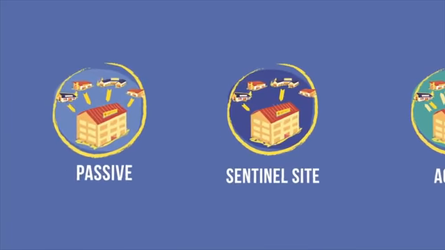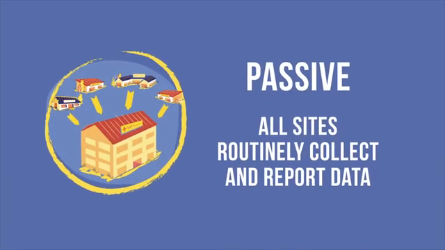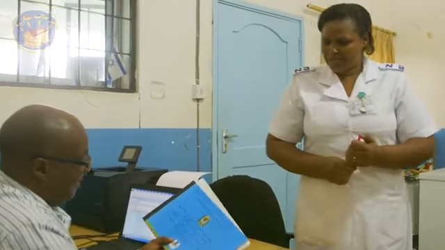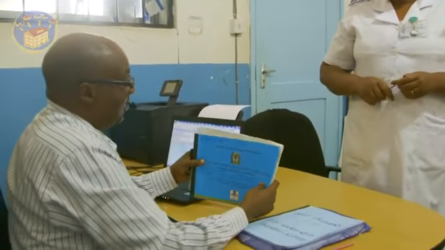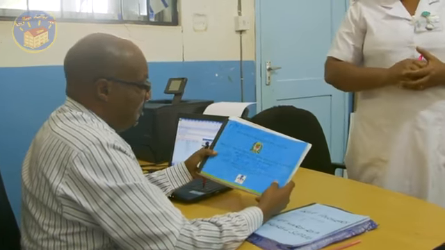With passive surveillance, data is routinely collected and forwarded to the next higher level. For example, every facility is required to send a monthly and sometimes weekly report of disease data to the district level. This is the most common method used to detect, report, and monitor vaccine-preventable diseases.